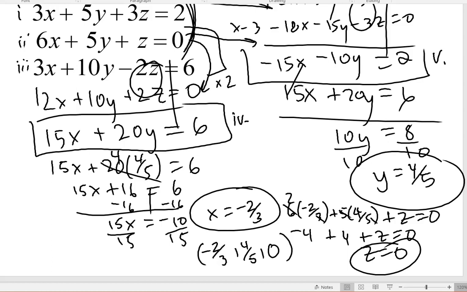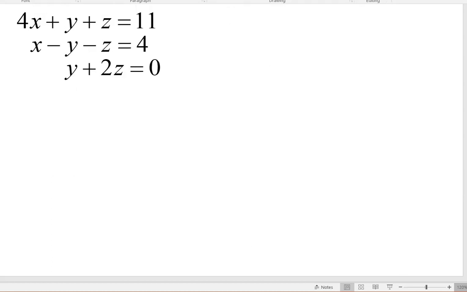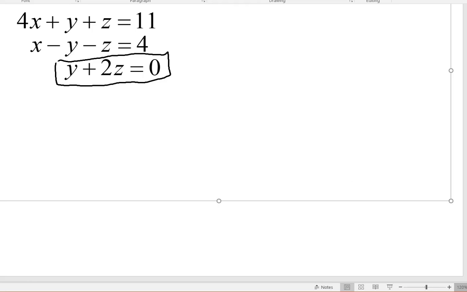That's a lot of work. This is going to be on the test. Next one. I want to choose a variable to eliminate. Now here's the thing, I like this already. There are no x's. So what I'm going to do is take that middle equation and try to get rid of the x's.